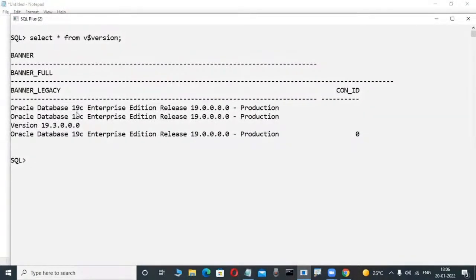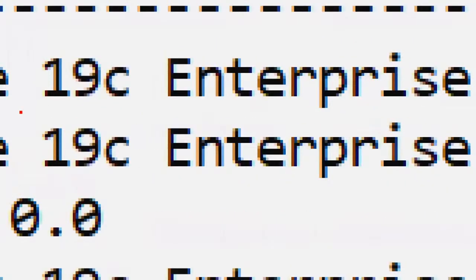Oracle 1.0, 2.0, 3.0, 4.0, 5.0, 6.0, 6.1, 5.1 also. And now 7.0, 7.1, 7.2, 7.3, 8.0, 8.1.5, 8.1.6, 8.1.7. That is also called 8i, 9i, 10G, 11G, 12C, 18C, 19C, and the latest one, 21C. But in our class, this software is available, 19C; we are learning only that.